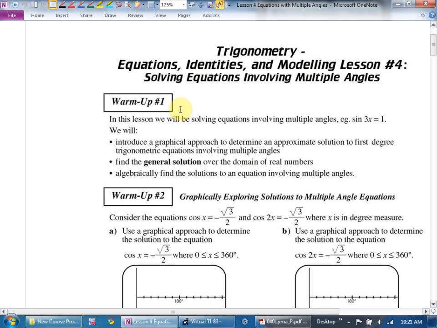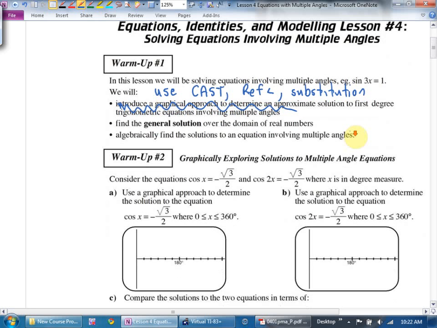And the first thing it says is we're going to introduce a graphical approach. I've already told you I'm not a big fan of the graphical approach. We will use CAST, reference angle. And then I'm going to add one more little trick. Substitution. The author walks through lovely graphical examples.